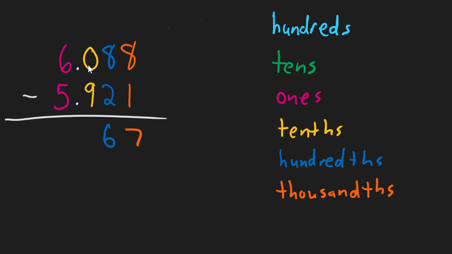And then we have 0 minus 9. And 0 is smaller than 9. So what we need to do, and we'll get some more practice with this in the other examples, and I'll kind of go slower and explain what's going on.